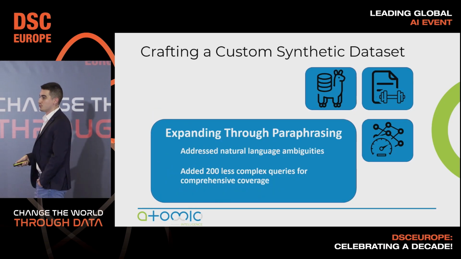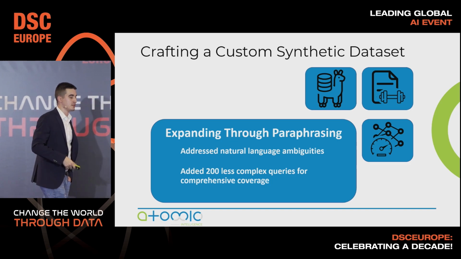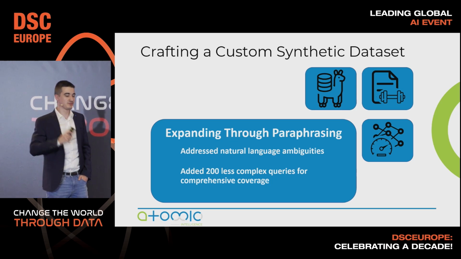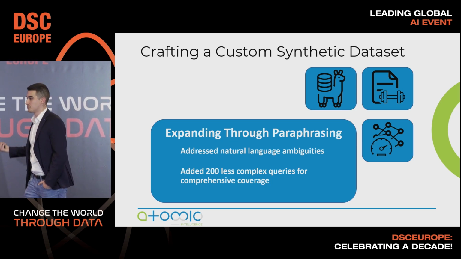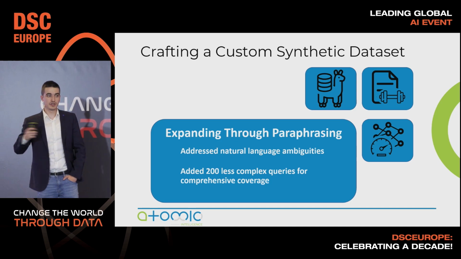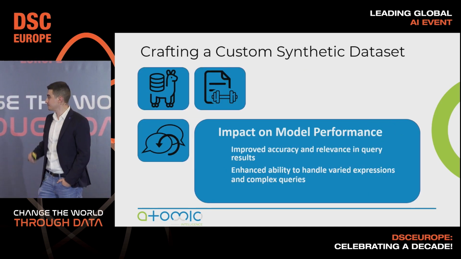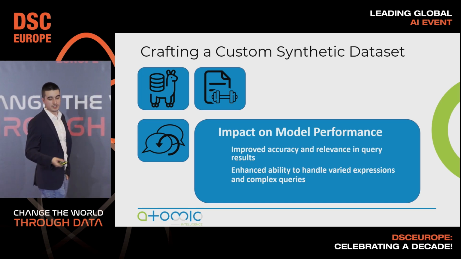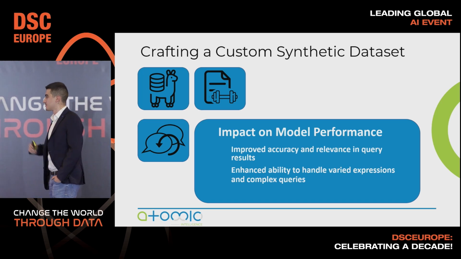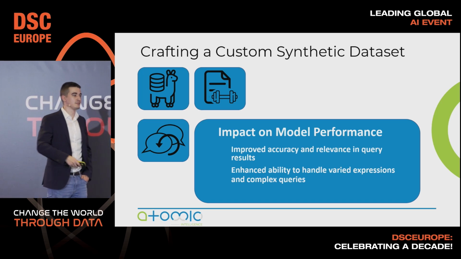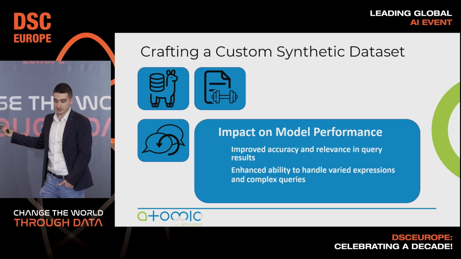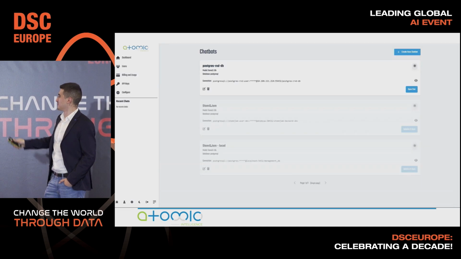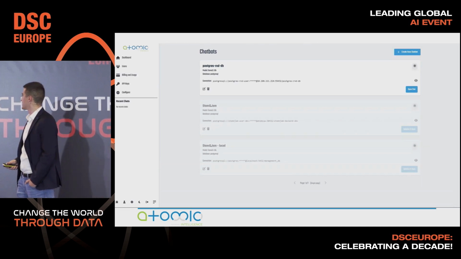Also, it was important to expand the dataset through paraphrasing, since, as we've already mentioned before, and as was mentioned in a presentation before us, natural language is ambiguous. The same thing can be said or asked in multiple manners. And finally, the impact it had on the model performance was significant. It improved accuracy and relevance in the query results. Also, it enhanced the ability to handle varied expressions and complex queries. And now for a quick demo. I hope the video will work, since this is PowerPoint we're talking about.